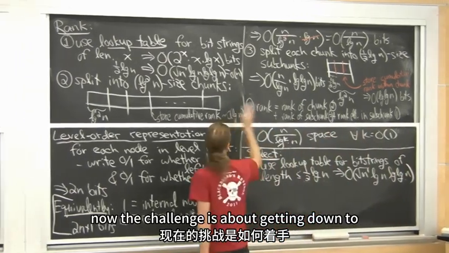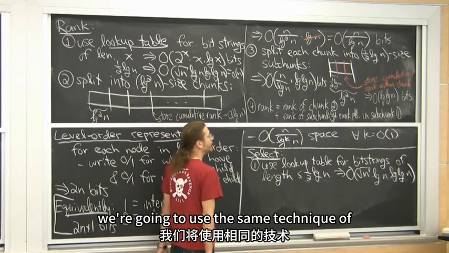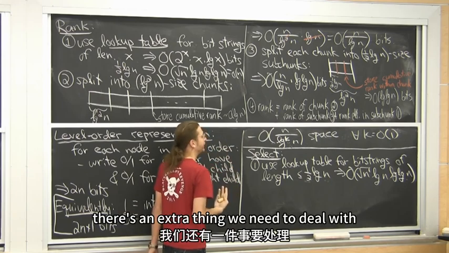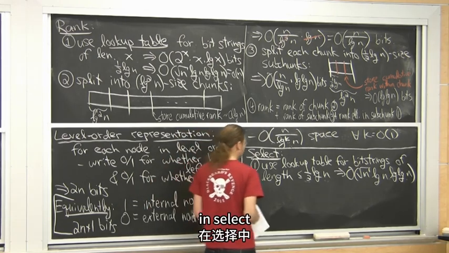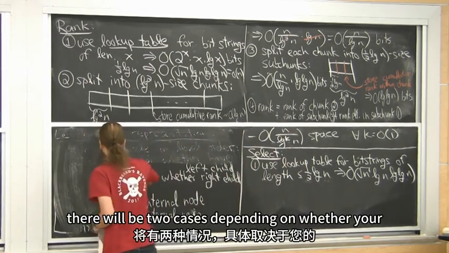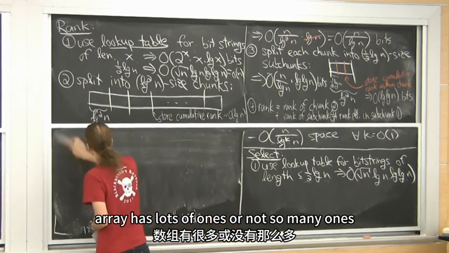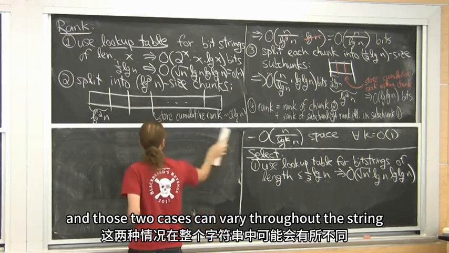Now the challenge is about getting down to half log n bits. We're going to use the same technique of 2 levels of indirection, but they work differently. There's an extra thing we need to deal with in select. There will be 2 cases depending on whether your array has lots of 1s or not so many 1s. And those 2 cases can vary throughout the string.